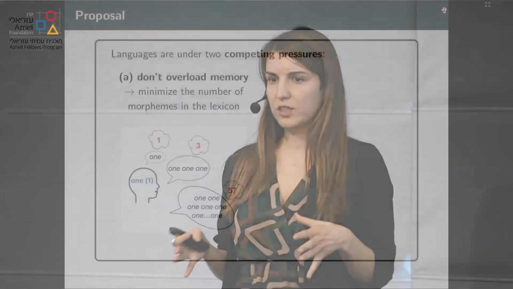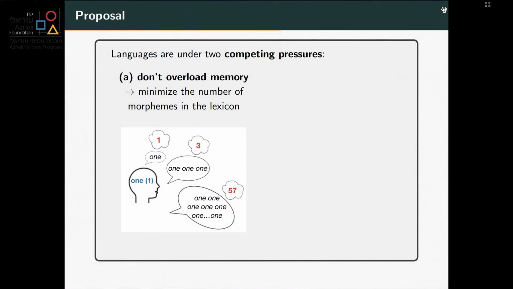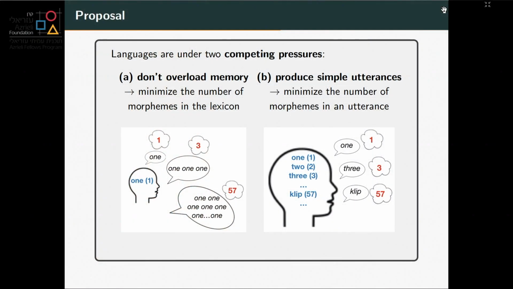Within this case study, I proposed that lexicons of natural languages are under 2 competing pressures. The first is a cognitive pressure to not overload memory, which for the domain of lexicon translates into minimizing the number of items, so the number of morphemes, in the lexicon. The second is a communication pressure to produce simple expressions, so expressions with as few morphemes as possible. These 2 pressures are competing, so they're pulling in different directions.